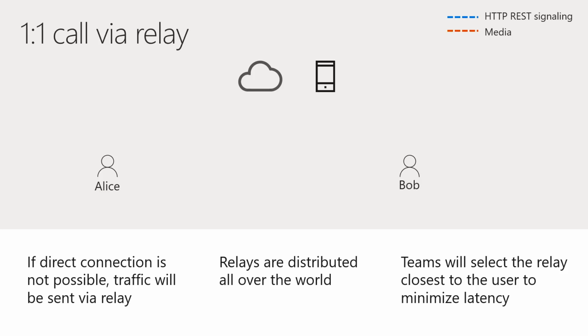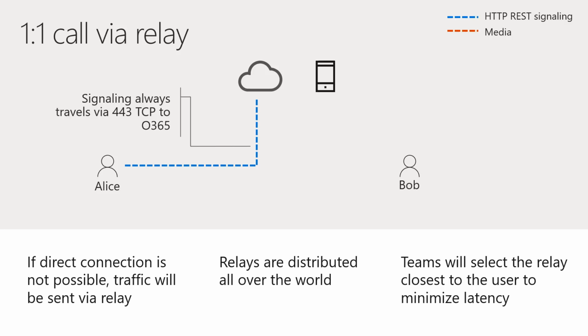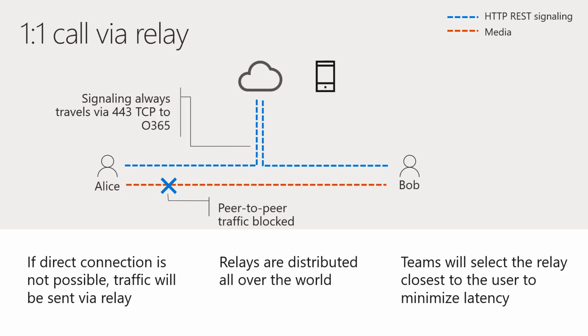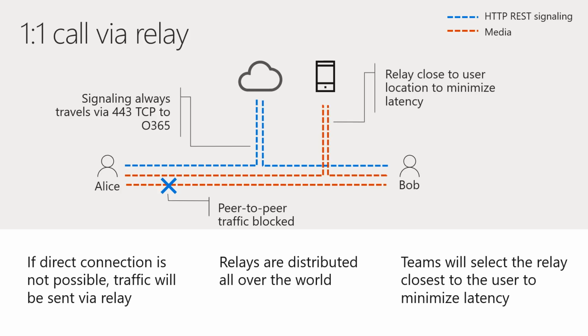However, sometimes it might not be possible to send this traffic directly. Maybe Alice is at home and Bob is in the corporate network, and the firewalls, as they should, don't allow a peer-to-peer connection between internal users and external users. So what's not going to change is the signaling. That still goes via port 443 TCP to the Office 365 network. However, the peer-to-peer traffic in this example is for whatever reason blocked at this moment. So what Alice and Bob are going to do is use a relay to send all the traffic, all the media, to this relay. It's called the transport relay.